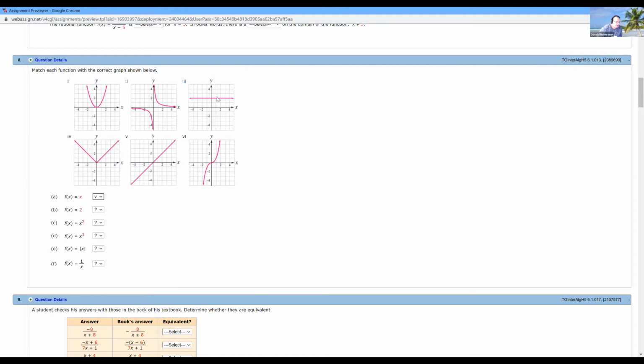Right, number 3. Which one of these is number 3? B. The good news is, by the time you get to E, aren't you okay with the last one? It's whatever's left. Oh, I just thought of one. See this one here? Isn't that the absolute value function? So that would be this one here.